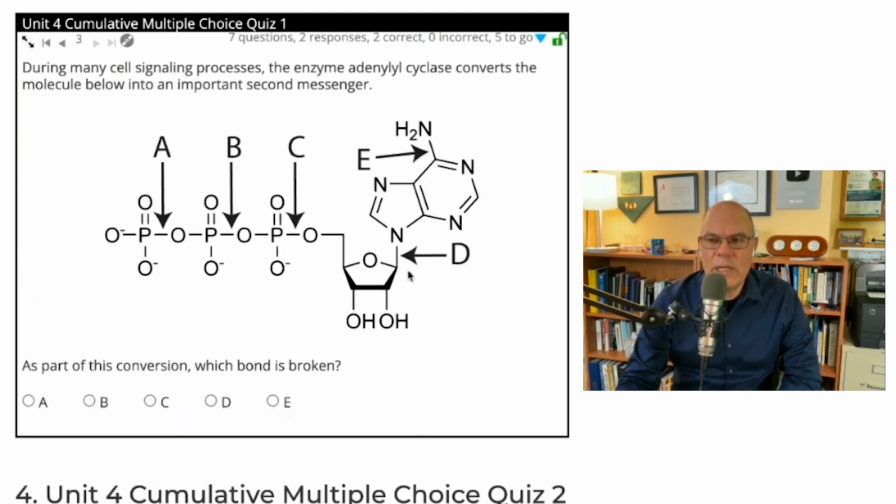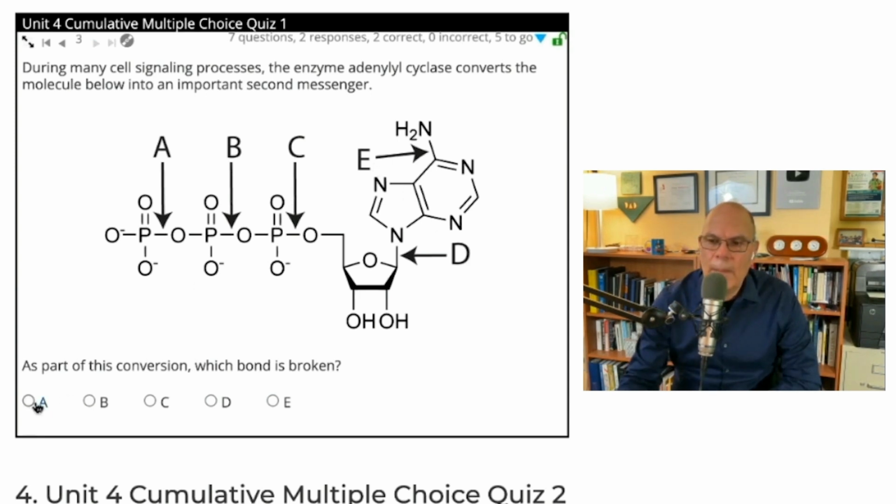During many cell signaling processes, the enzyme adenylyl cyclase converts the molecule below into an important second messenger. As part of this conversion, which bond is broken? Is it the bond at A, B, C, D, or E?